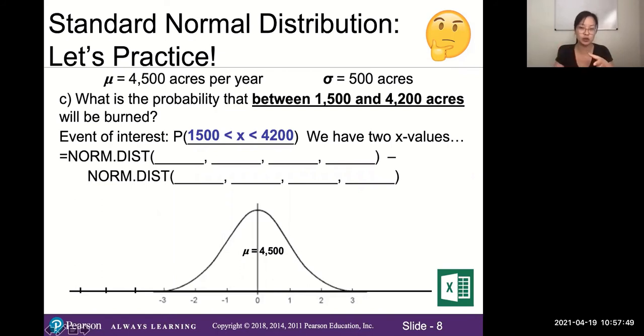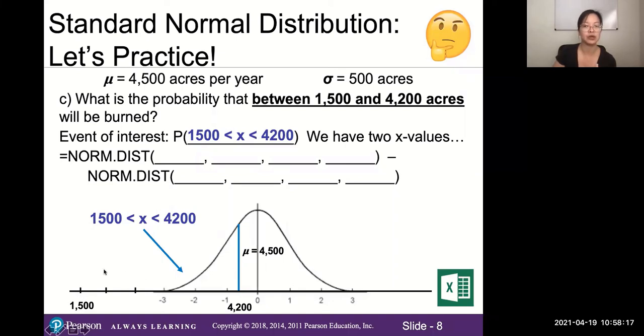So that's why we have to do a little bit of subtraction here. In that Excel is going to read from left up to one number and then left up to the other number. And because they overlap, that's why we subtract to get rid of the part we don't care about. And so if it's helpful, if I imagine where 1500 and 4200 are, it's like here to here.